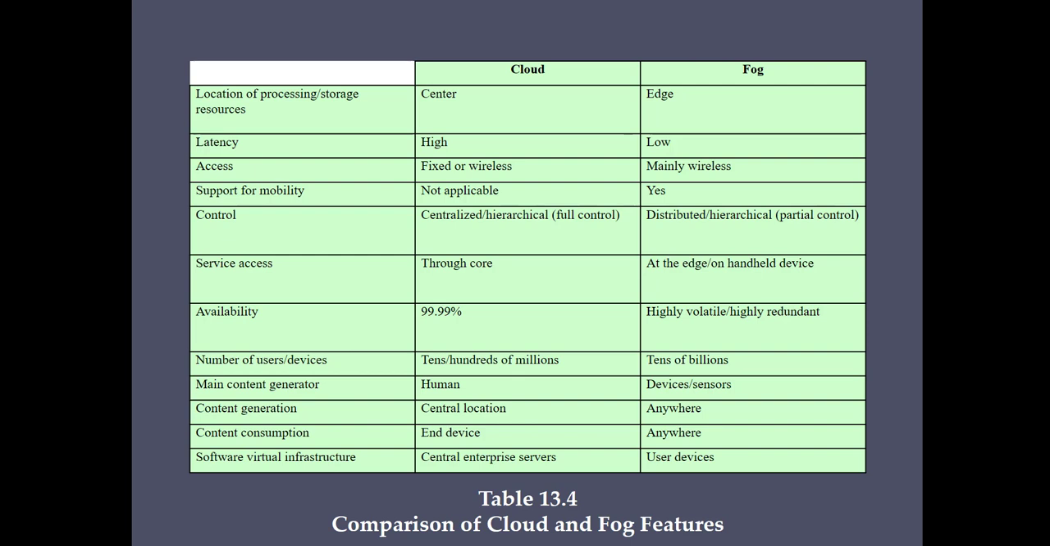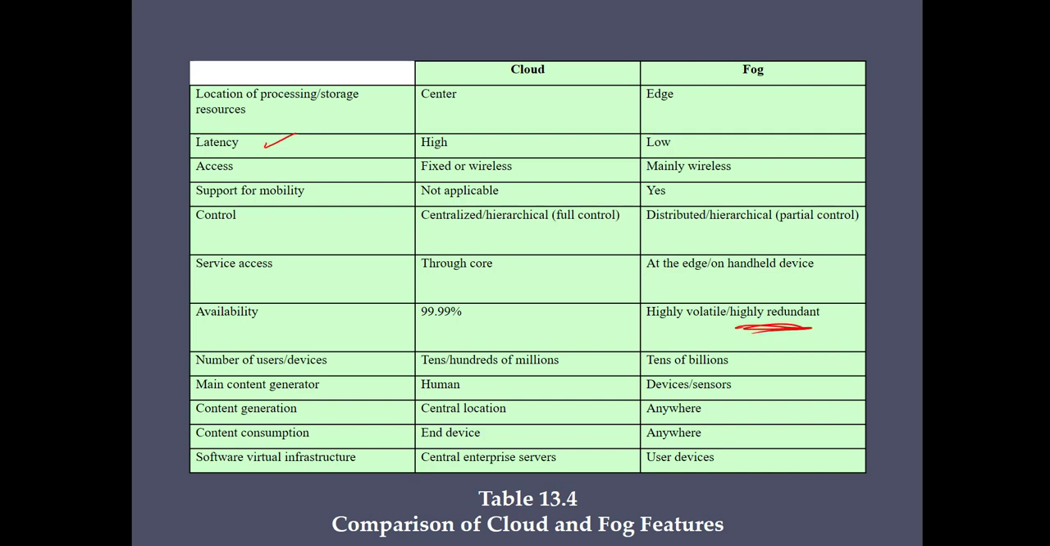The main points here: for the latency, you will find that the cloud has high latency, because most of the time the cloud is far away from the devices or the edge of the network, right? Also the access: the fog can be used mainly for wireless access, but the cloud is most of the time wired. Also support for mobility: the fog can support mobility, but not the cloud. Availability: the cloud has high availability, as we said, but the fog is not available that much of the time. This is why we tend to have redundancy for the fog.